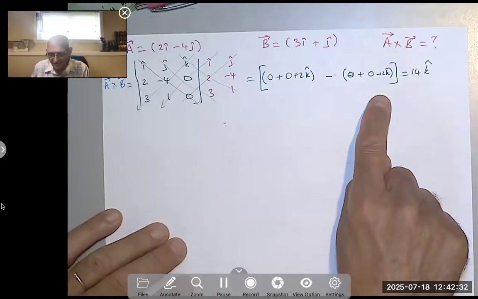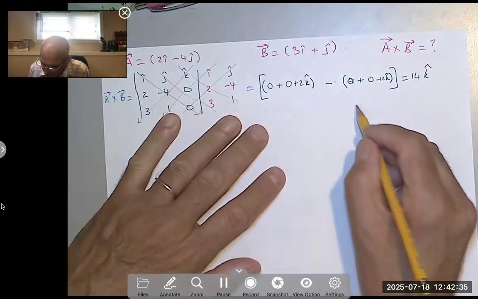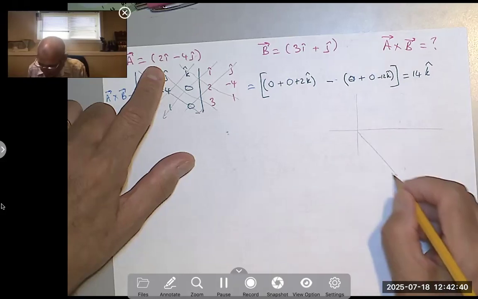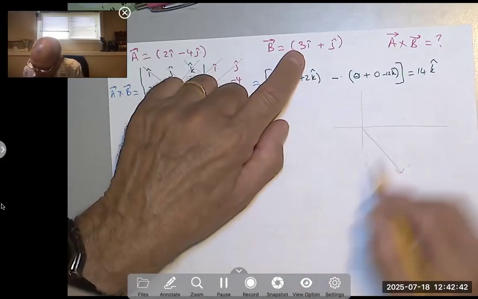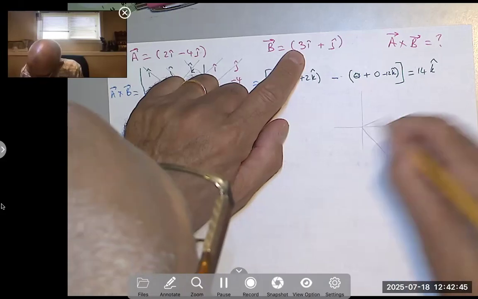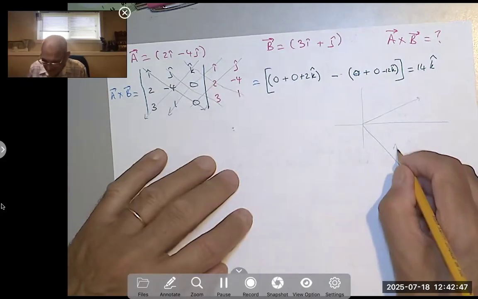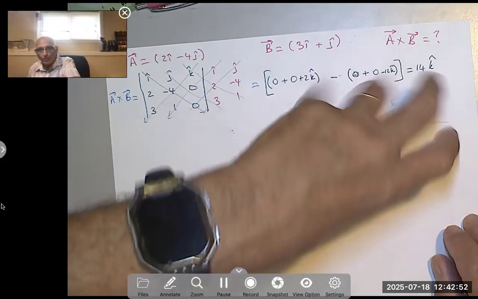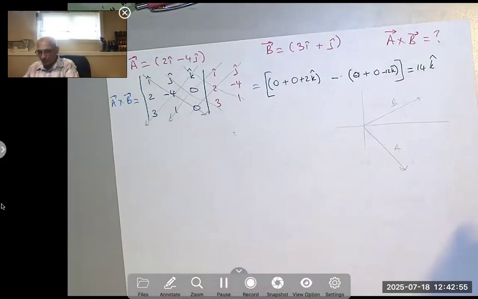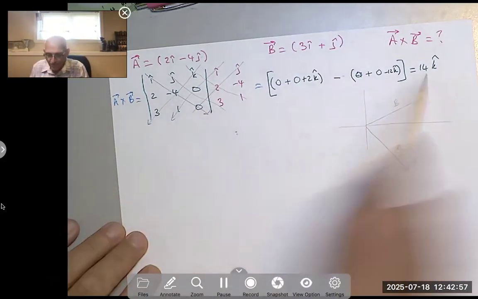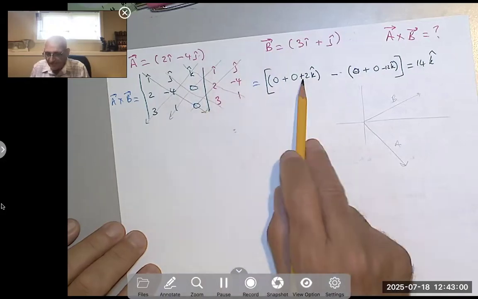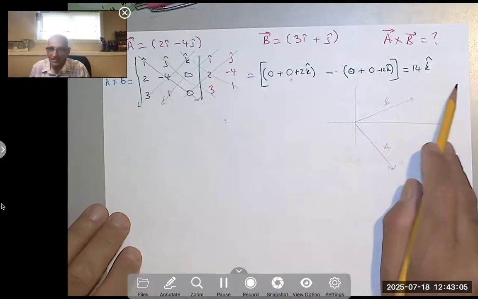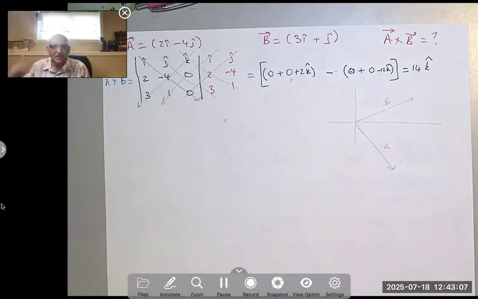And why is it positive? Because if you draw these, 2i minus 4j looks something like that, right? And 3i plus j looks something like that. So this is A, and this is B. If you rotate from A to B, you are opening the bottle cap and it's moving towards the positive z. That's why. If you had done B cross A, this would be negative and this would be negative, and you get negative 14k. The exact magnitude, of course, but opposite sense.